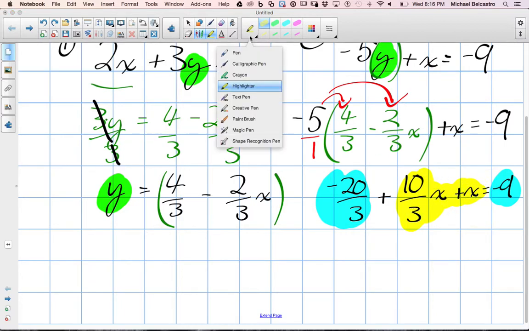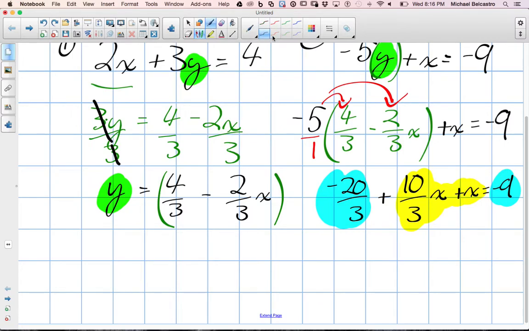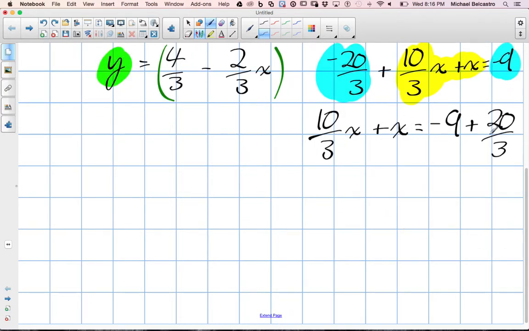Okay. What I'll do is I'll put everything that's a variable on the left side, and we'll move the other stuff to the right. So I'm going to move negative 20 over 3 to the right. That'll leave us with 10 over 3x plus x equals negative 9. Because this is a negative 20 over 3, what does it become on the other side? Positive 20 over 3. Okay. So, great. We got variables on the left, constants on the right.